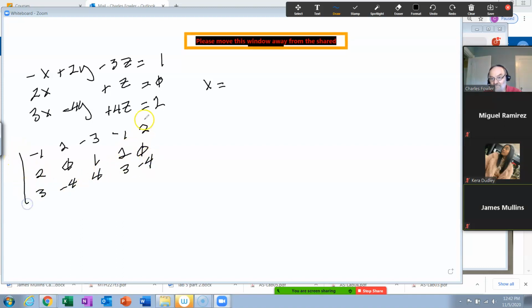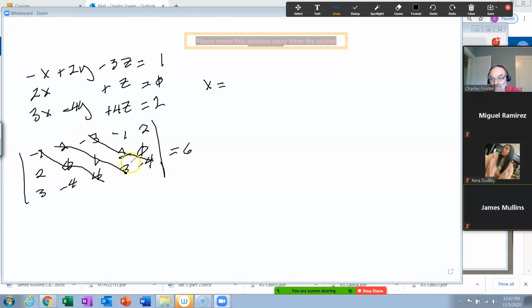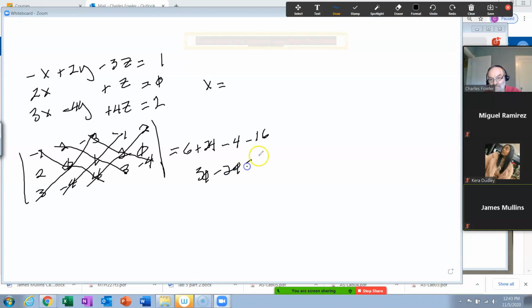Now let's just do our diagonals there, and that would be a 0 here, that would be a 6 here, and this would be plus 24. Okay, let's do our up diagonals. That's going to be a 0. Now that's going to be a minus 4, because it's an up diagonal. And this will be a minus 16. So this will be a 30 minus 20 equals 10.